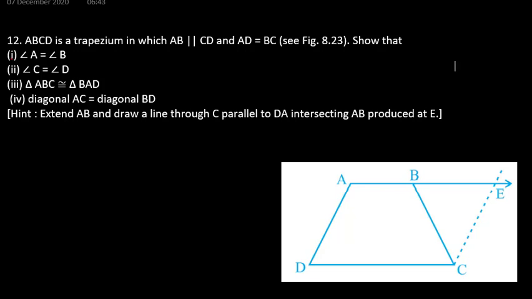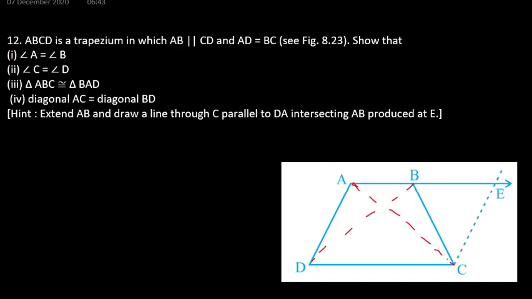We have to show that triangle ABC, so I will do a construction. I will draw a dotted line like this. Triangle ABC is congruent to BAD. So BAD for BAD. Again, I have to do construction like this. Okay, these two triangles are congruent. Then we have to prove that diagonal AC is equal to diagonal BD.